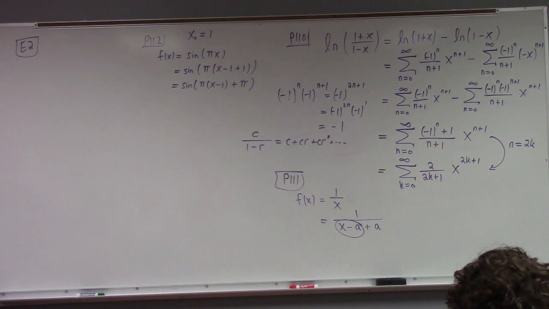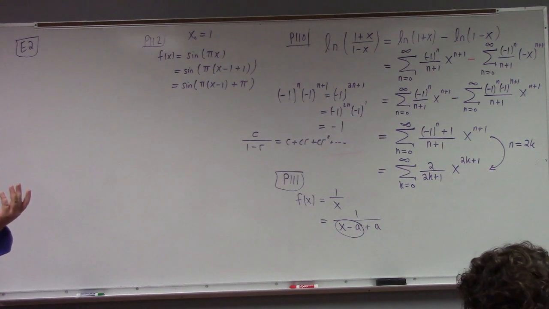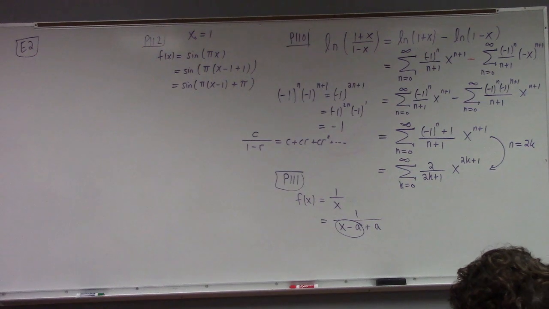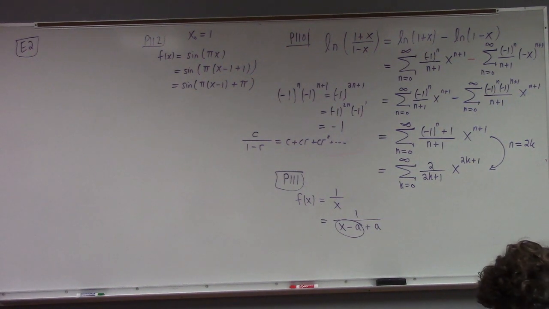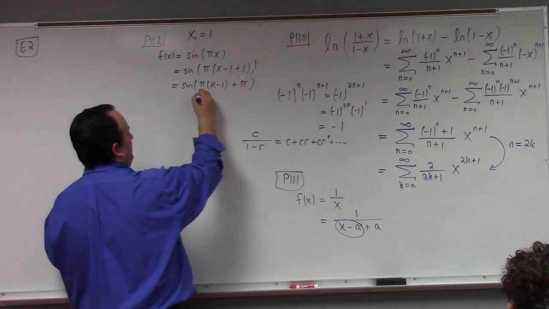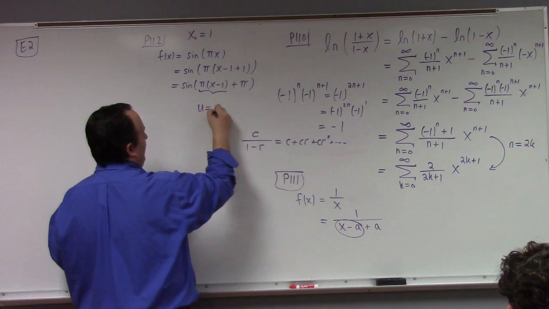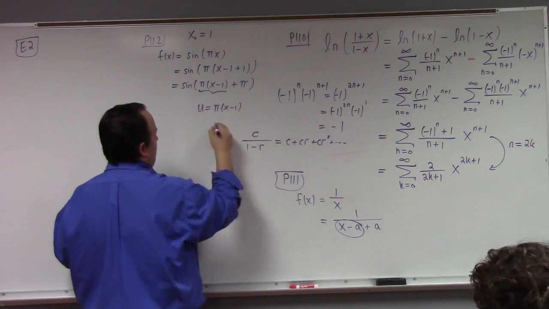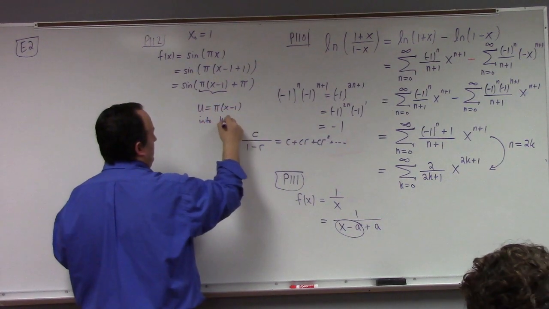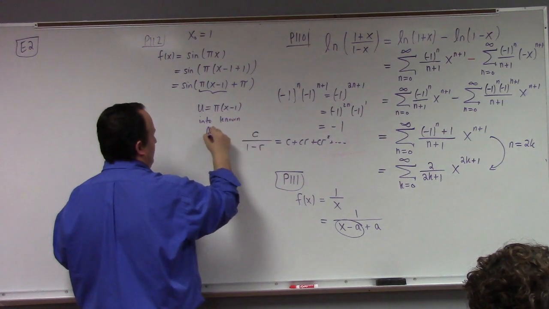So then you can use the trigonometric identities to convert it to sines and cosines, and then use the Maclaurin series to find the expansion. Well, you can use the substitution into the Maclaurin series, right? You're going to substitute u equals pi times x minus 1 into the known Maclaurin series.